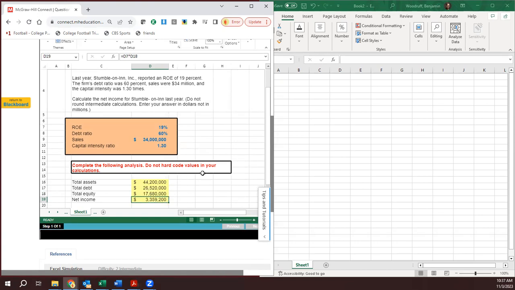And then for the net income, I'll start with what my return on equity is, and then I can multiply that by my total equity, and that'll tell me what my total return is, which is net income. Because net income divided by equity, by definition, is return on equity.